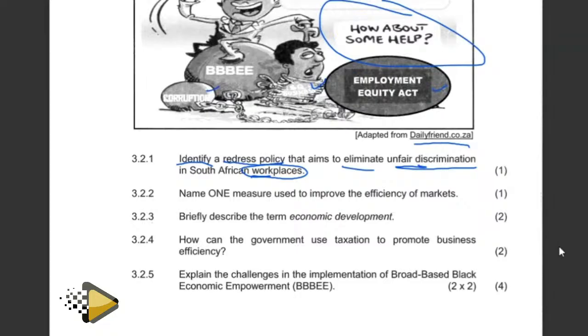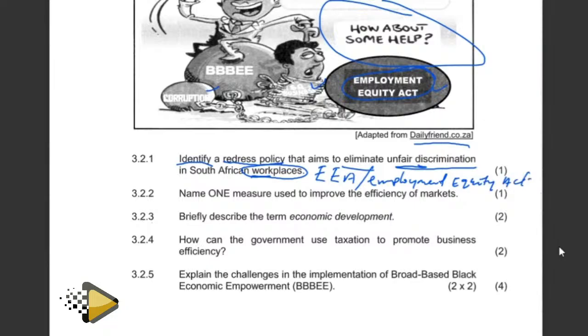Okay, so now the appropriate answer for this question, as the question says, identify. So now we have to go to the scenario given, and then we come up with the answer. So our appropriate answer is the Employment Equity Act.